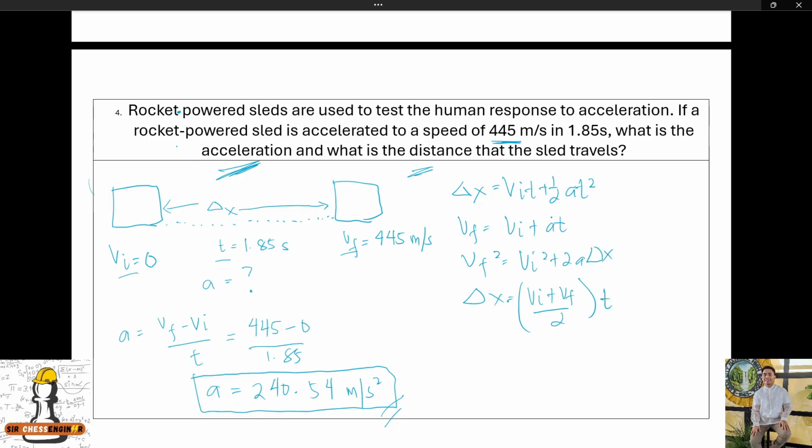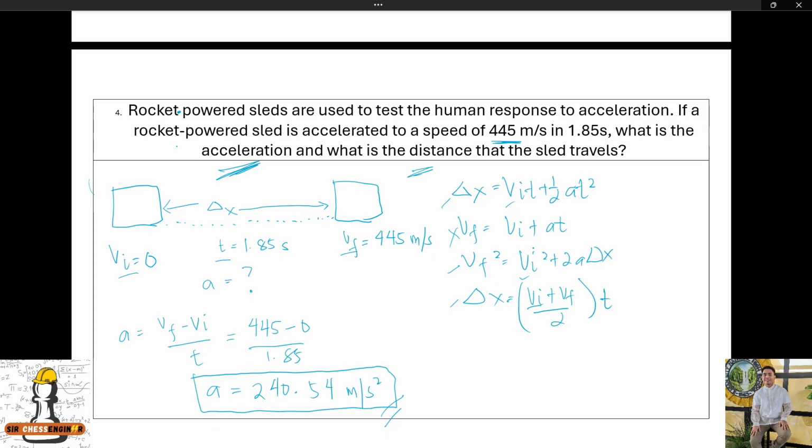Now, based on our given, we are asked for delta x. Which equations have delta x? Equation 1 has delta x. Equation 2 has no delta x, so we cannot use this equation. Equation 3 has delta x. Equation 4 has delta x. From our given initial velocity, which have the initial velocity? Equation 1 has initial. Equation 3 has initial, so it can be used. How about equation 4? It also has initial.